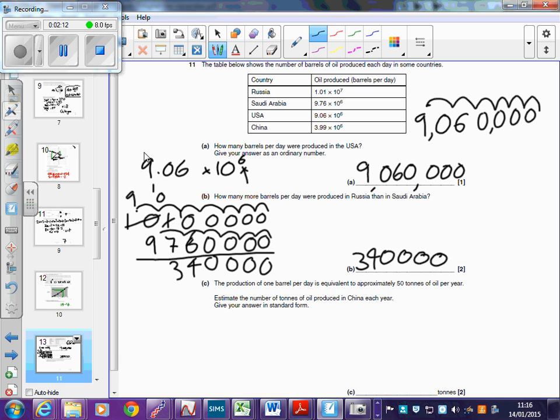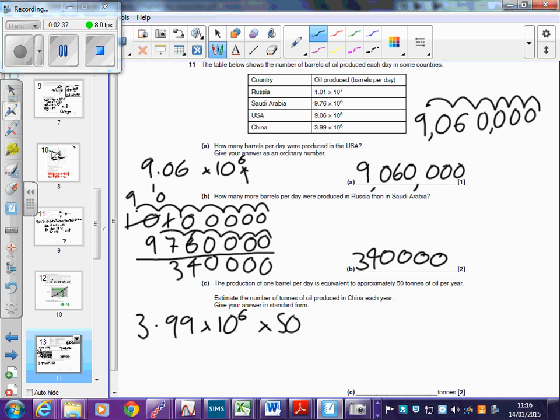Lastly, the production of 1 barrel per day is equivalent to approximately 50 tons of oil per year. Estimate the number of tons of oil produced in China each year. Give your answer in standard form. Alright, because we know that China is 3.99 times 10 to the 6, that is how much oil they produce a day, and that is equivalent to approximately 50 tons per year, so we need to times this by 50, okay?